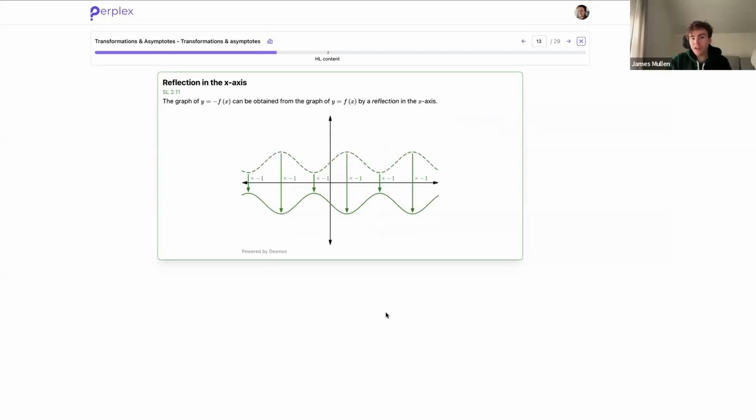We also have reflections in the x-axis. That's what happens if I put the minus outside of f of x, if I do negative f of x. You can think about this like a vertical stretch, except that I'm stretching by minus 1. So the whole thing is going to flip to the negative side. Every y value gets multiplied by negative 1.